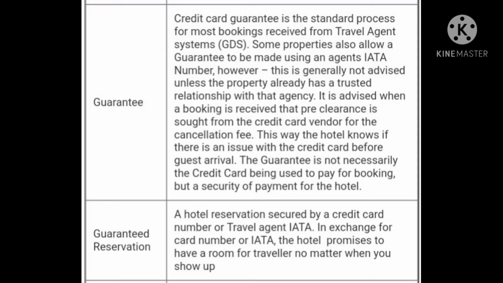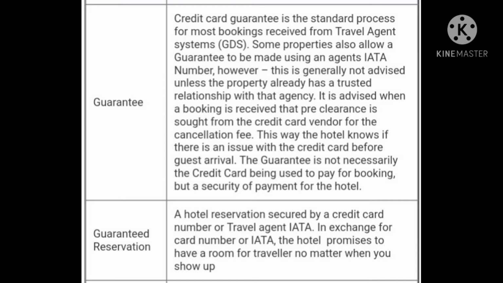It is advised that when the booking is received, pre-clearance is sought from the credit card vendor for the cancellation fee. This way, the hotel knows if there is an issue with the credit card before guest arrival. The guarantee is not necessarily the credit card being used to pay for the booking, but a security of payment for the hotel.